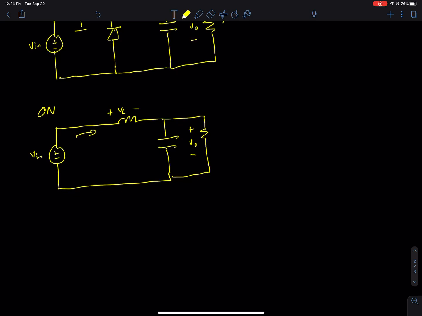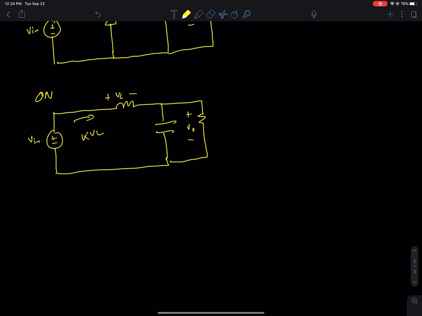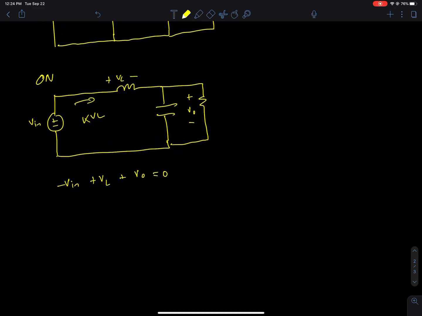So if we do KVL around this loop, we have negative Vin plus VL plus Vout equals 0. We do volt balance across the inductor so that VL is equal to Vin minus Vout. This is one of our equations.